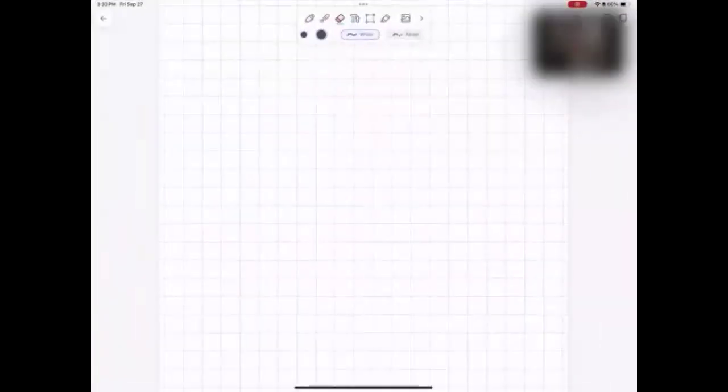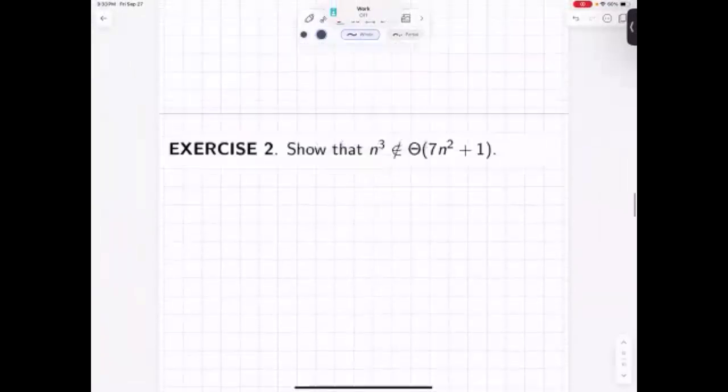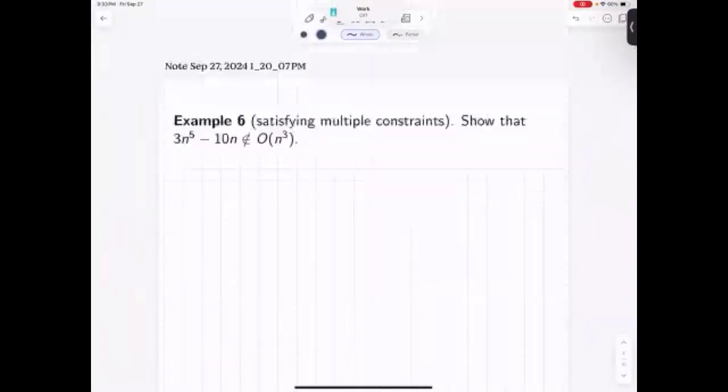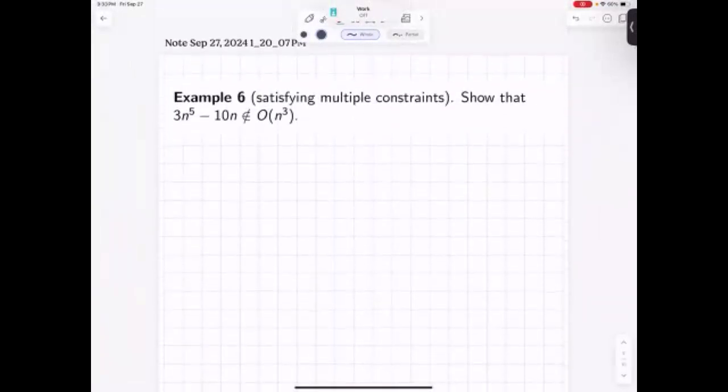Hello and welcome. We are making our way through our practice questions here. So let's start with an example from asymptotic notations where we're going to satisfy multiple constraints. So let's show that 3n to the 5 minus 10n is not an element of big O n cubed.